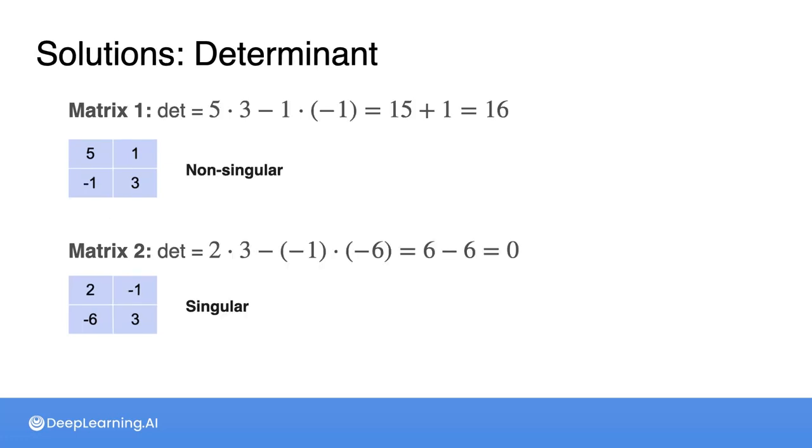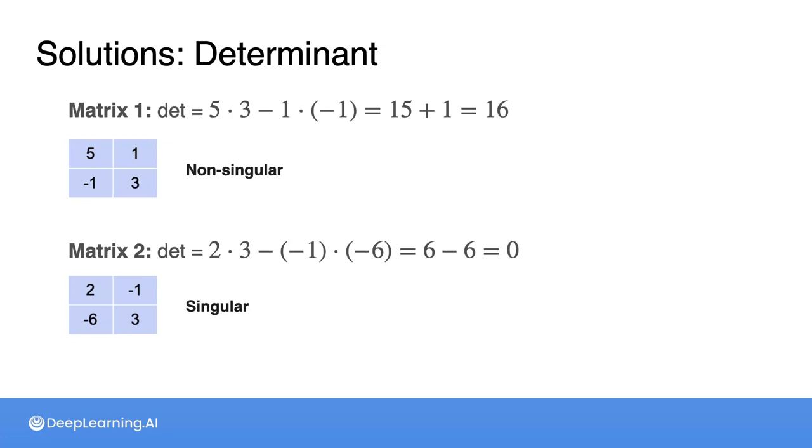And the answers are, for the first matrix, the product of the terms in the main diagonal is 5 times 3, which is 15. The product of the terms in the anti-diagonal is 1 times minus 1, which is minus 1. And the difference is 15 minus minus 1, which is 15 plus 1, which is 16. Since the determinant is different from 0, then the matrix is non-singular.